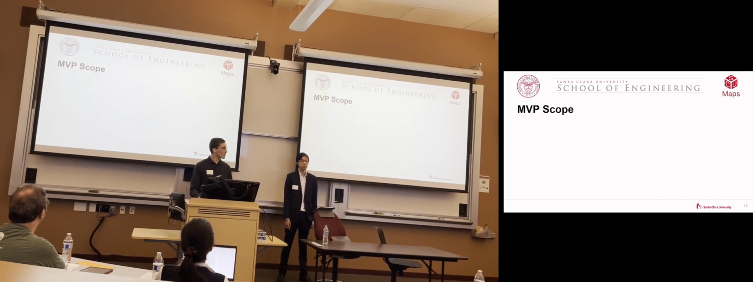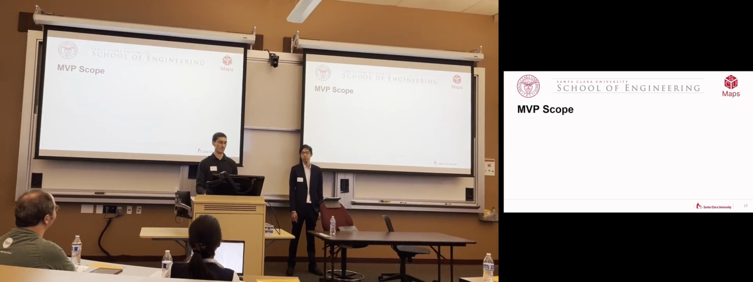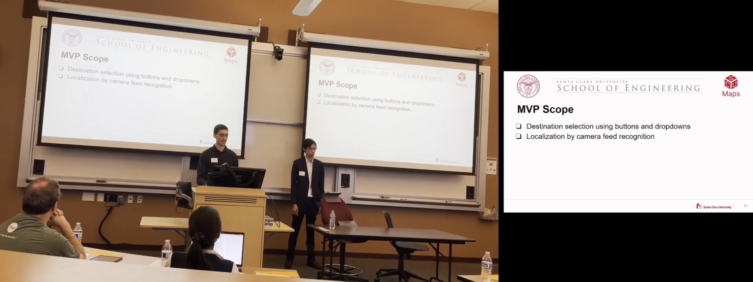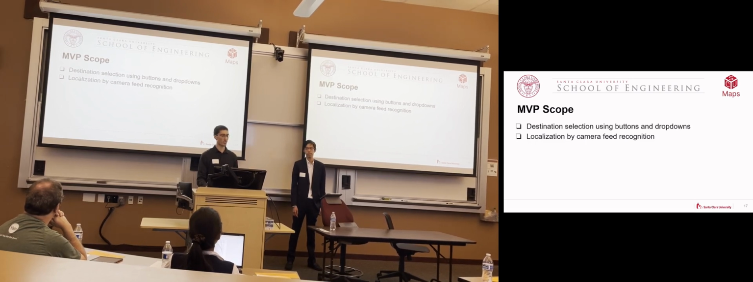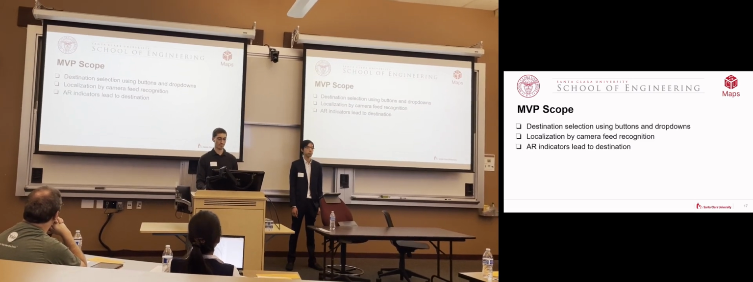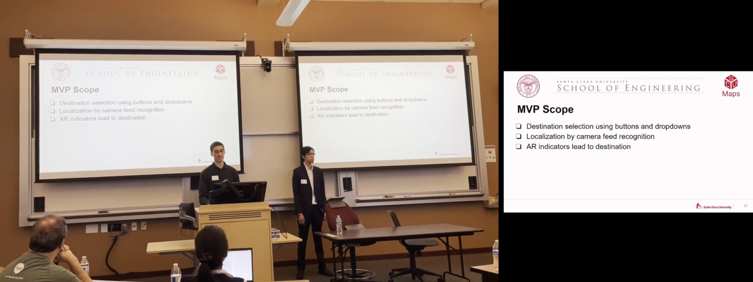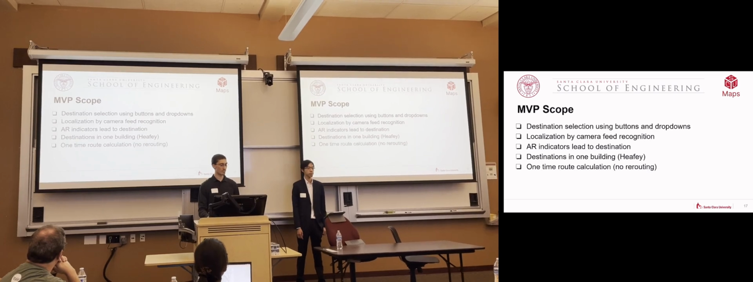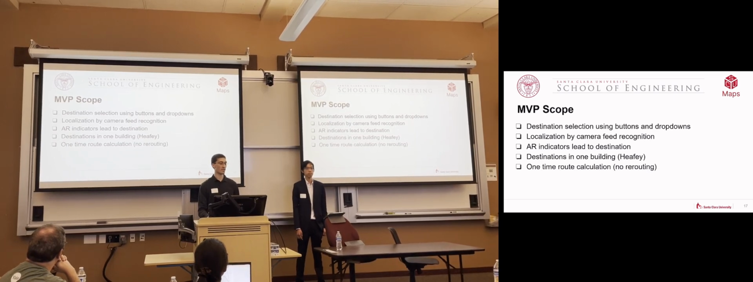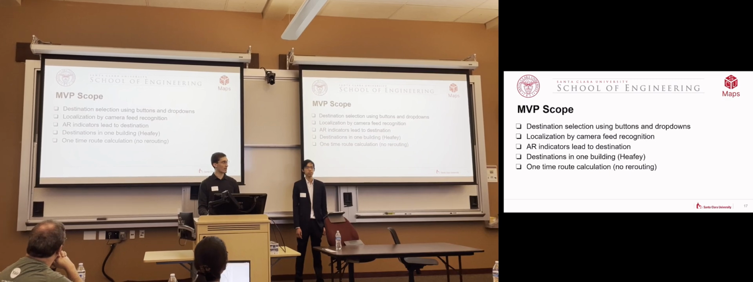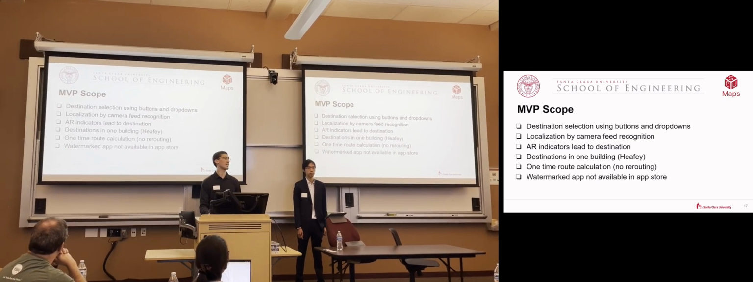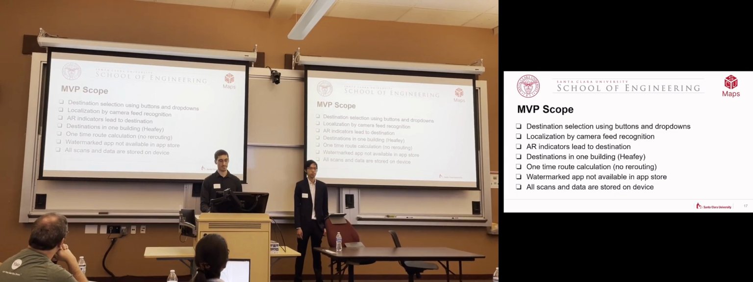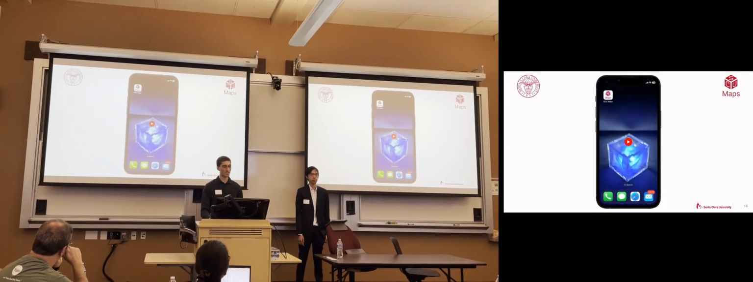So a year ago, what did we actually decide we wanted to have in this MVP? We decided we wanted to have destination selection using buttons and dropdowns, localization, meaning recognition of where you are just based on the camera feed alone, and AR indicators to lead you to your destination. The destinations would only be in one building that we would support, and we would only have one-time route calculation at the beginning of your navigation, so no rerouting. The app would be watermarked and not yet available in the App Store, and all scans and data would be stored on the device. So after 1 year of development, what did we actually achieve?